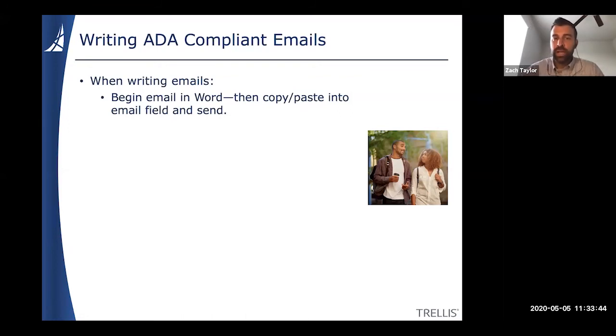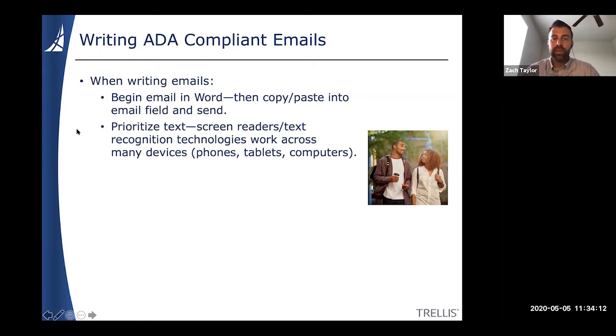So I would suggest you begin writing your email in Word. That way, if you add pictures, you can start adding alt text to those pictures within Word. And then when you copy and paste the entire email, all the accessibility elements copy and paste with it: all of the alt text, the metadata that you add to a hyperlink or to a picture. All that carries over into your email field. So I would start by writing your email in Word and then copying and pasting it.